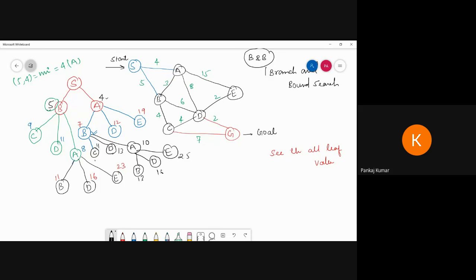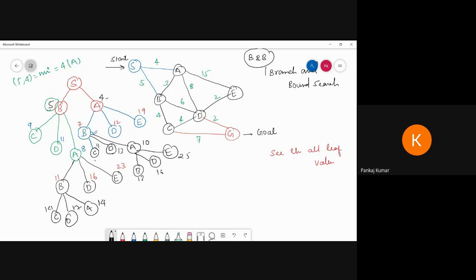So which one is the minimum? Right now the minimum value is B here, so we can explore B again. This way we have to reach the goal. So B again I am exploring: C, D, and A. 11 plus 3, so this will be 14. 11 plus D, 17. 11 plus A, this will be 14.